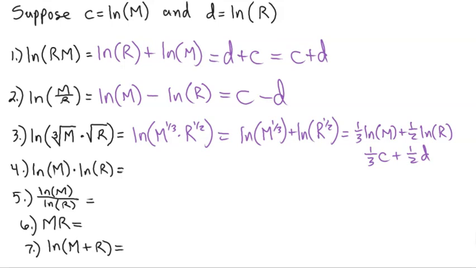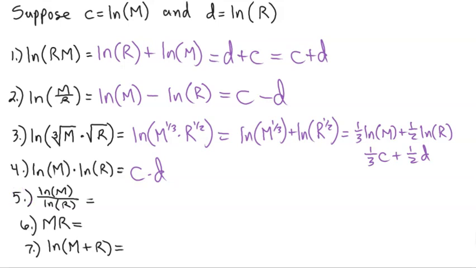Now this one, natural log of m times the natural log of r. Now this looks tricky, and you may want to turn this into addition, but you can't. This does not become addition. This multiplication is not happening inside of a logarithm. It's happening between logarithms. But I have good news for you. Natural log of m is c. So I can just write c times natural log of r, well, that's just d. So this is just c times d. That didn't even need any properties of logarithms.